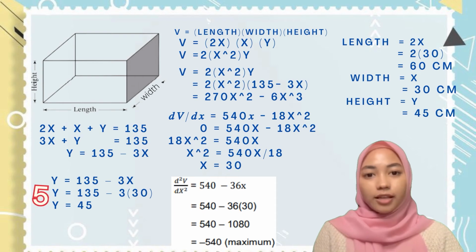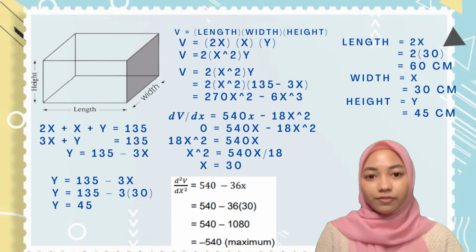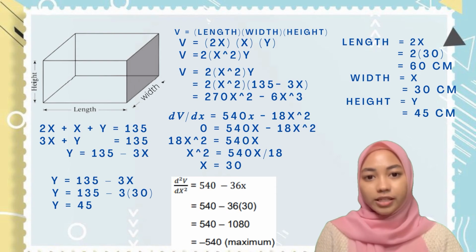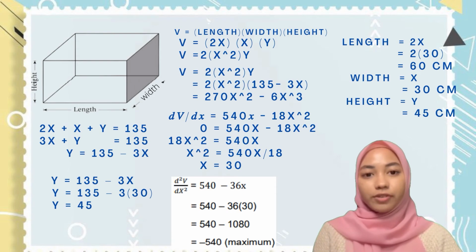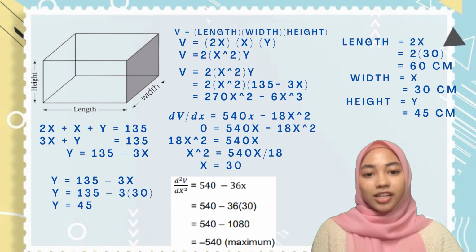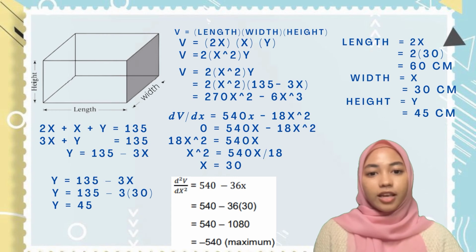Step 5. Substitute for x to get the height of the package y, and we will get y equal to 45 for the height. So now we get all the answers for the dimension of the package that will maximize the volume of the package, which is length equal to 60 cm, width equal to 30 cm, and height equal to 45 cm. Lastly, step 6. Differentiate the equation from step 4 and substitute x from the equation to show that the dimension of the package will maximize the volume, and we will get the second derivative is negative 540.